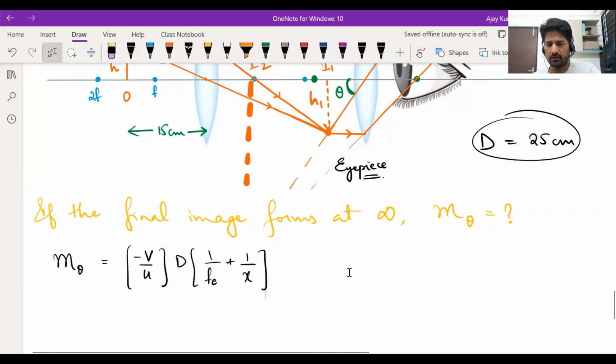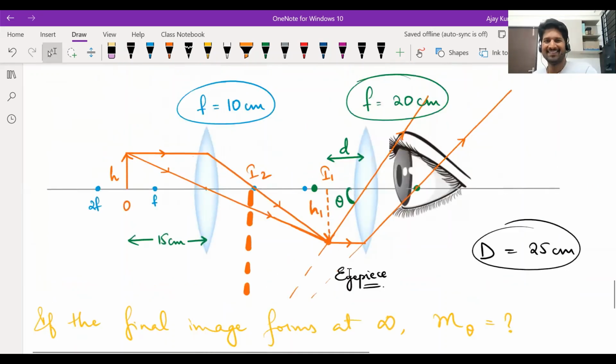The confusing part is the sign convention. For the first lens, let's say we take the incident side as plus and the right side of the first lens as minus. See, Rishi, it's not your choice. Which side you take as plus depends on how the rays are traveling.